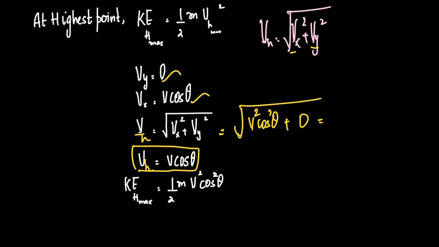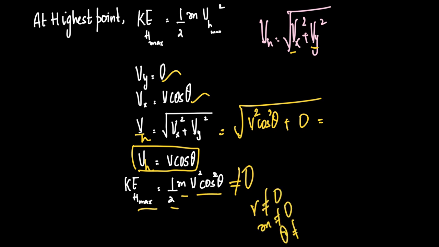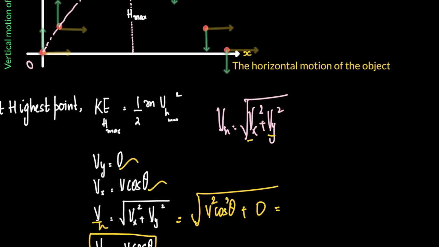And therefore, what is kinetic energy at the maximum height? It is half into m v square cos square theta, and definitely this is not equal to 0. And why is it not equal to 0? Because V is not equal to 0, because m is not equal to 0, and because theta is not equal to 0. Okay, I hope that makes sense.